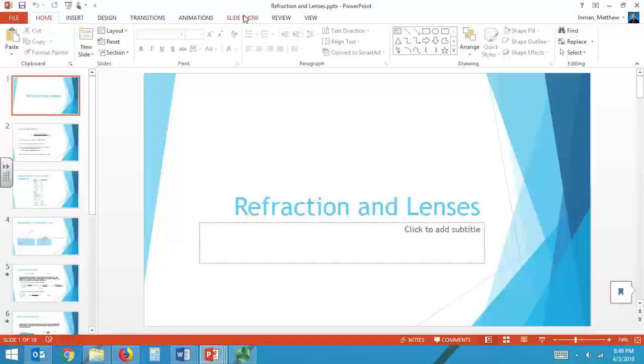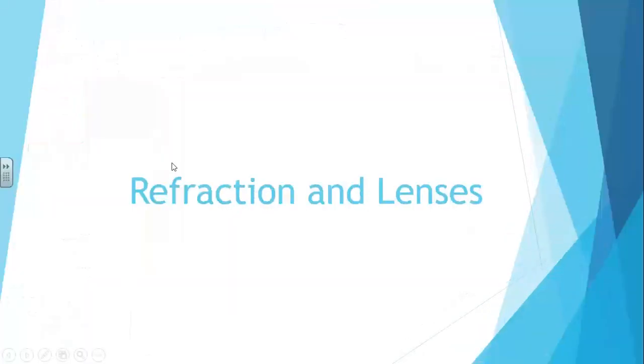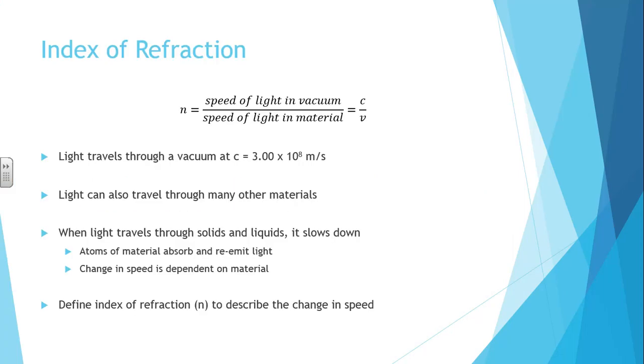Alright, so in this lesson we're going to start talking about refraction and how refraction works, and then get into a little bit about lenses. In the next couple of lessons we'll look at lenses in a lot more detail. So the first thing to point out is that when light travels through a vacuum, it travels at a speed of about 3 times 10 to the 8th meters per second.